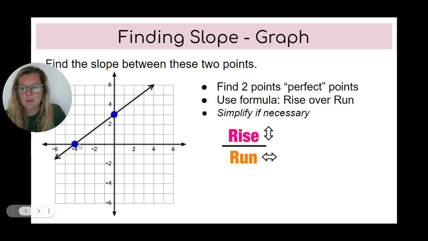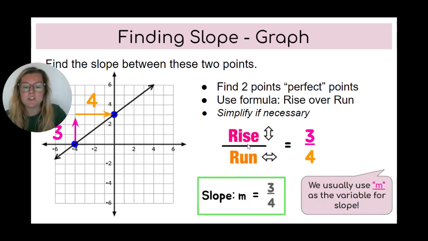Next, we're going to use the formula rise over run. So I'm like, hey, how far am I going up to get to the 2 blue points? So from here to here, I'm going up 3, so there's my rise. And then I'm going over to the right 4, so that is my run. I can't simplify 3/4 anymore, so that is going to be my slope. Usually we use the variable m, so anytime you see m, we're going to use that for our slope.